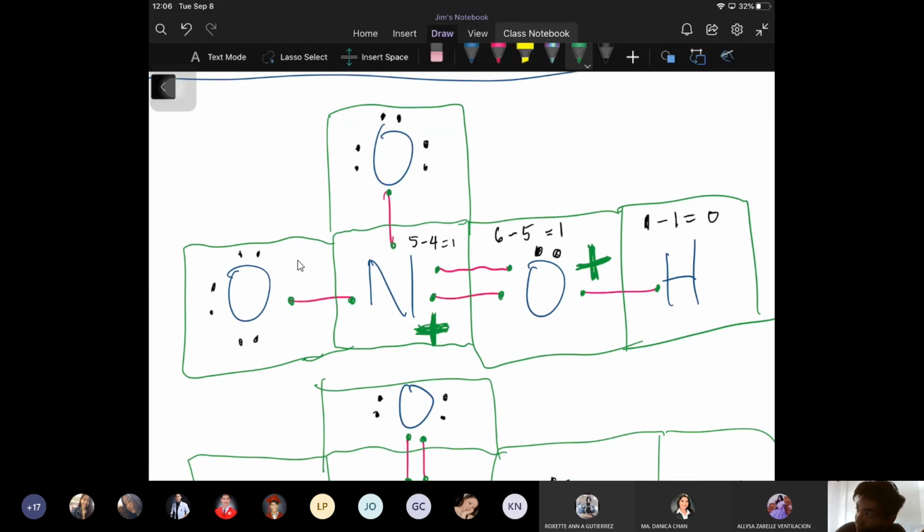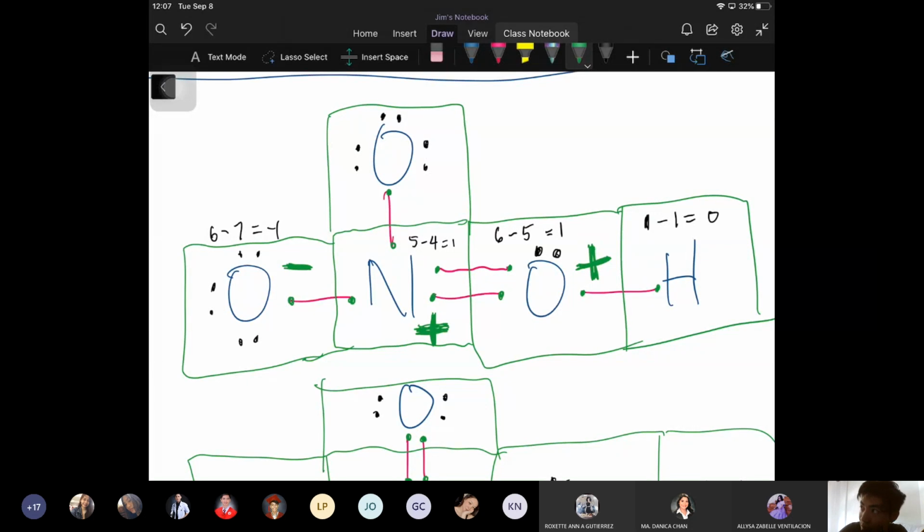Oxygen dito. Negative 1. Bakit negative 1? Kasi should 6. Bakit? Group 6 yan. Have, ilan yung meron siya? Bilangin natin. 1, 2, 3, 4, 5, 6, 7. So we have 7. No? So negative 1. So this will have a negative charge.